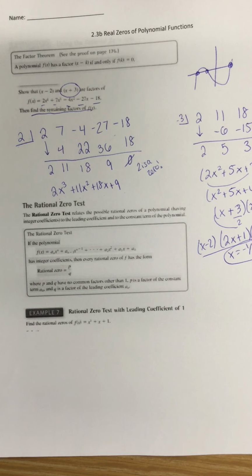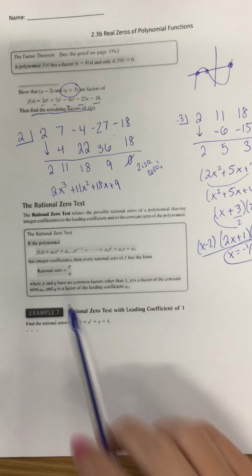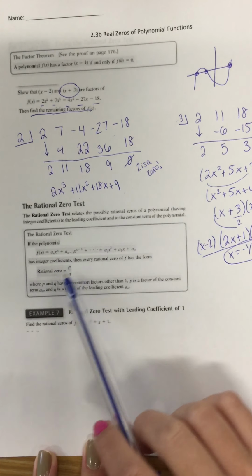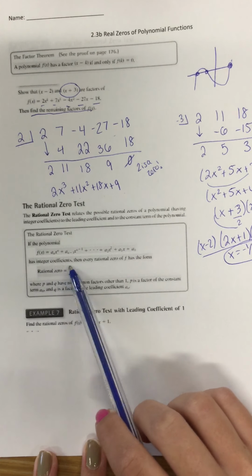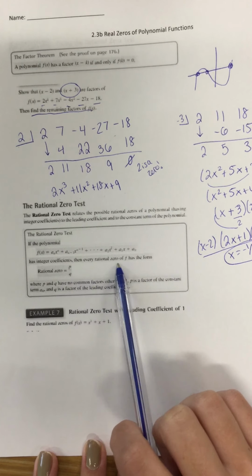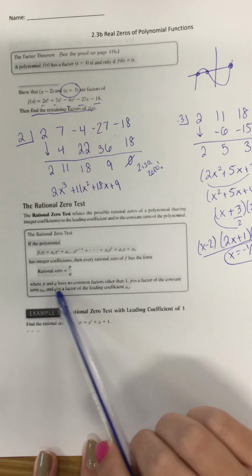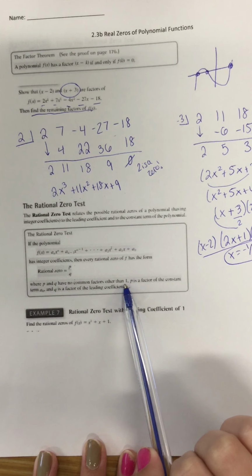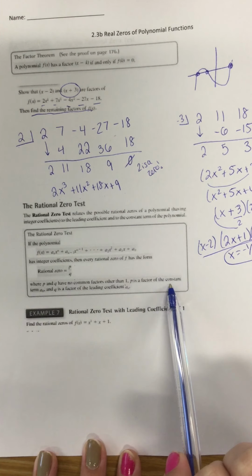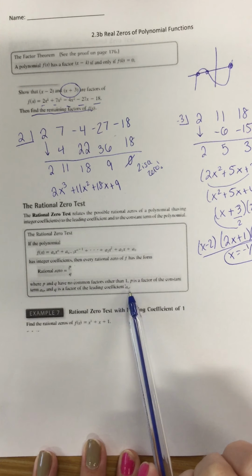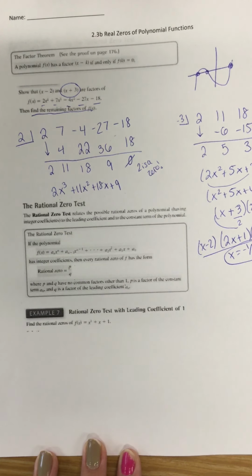It says if we have a polynomial that has integer coefficients, so that means we don't have any fractions or decimals in front of our coefficients, only integers, positive or negative numbers, or 0, then every rational zero has the form p over q, where p and q have no common factors other than 1. P is a factor of the constant term a0, and q is a factor of the leading coefficient right there.